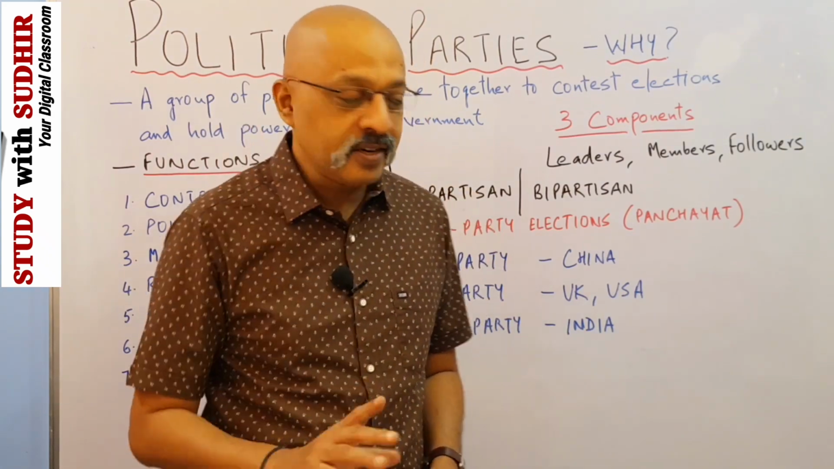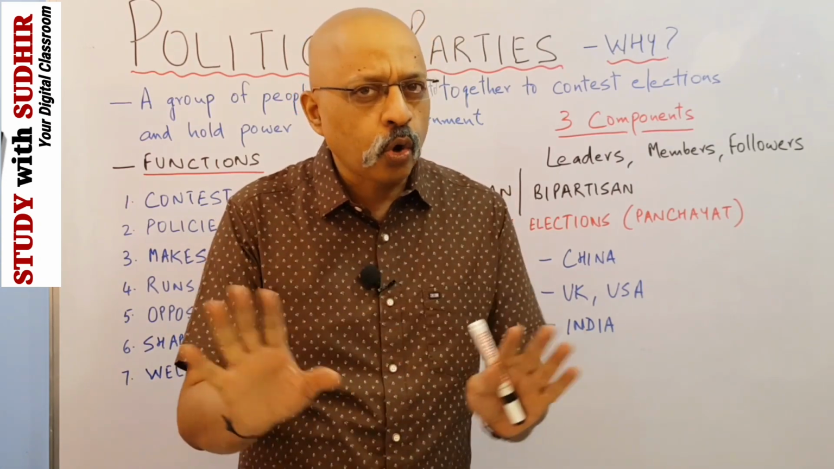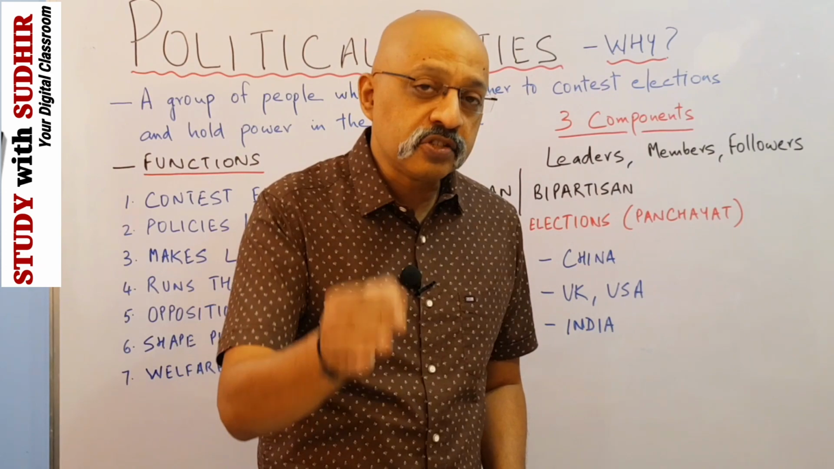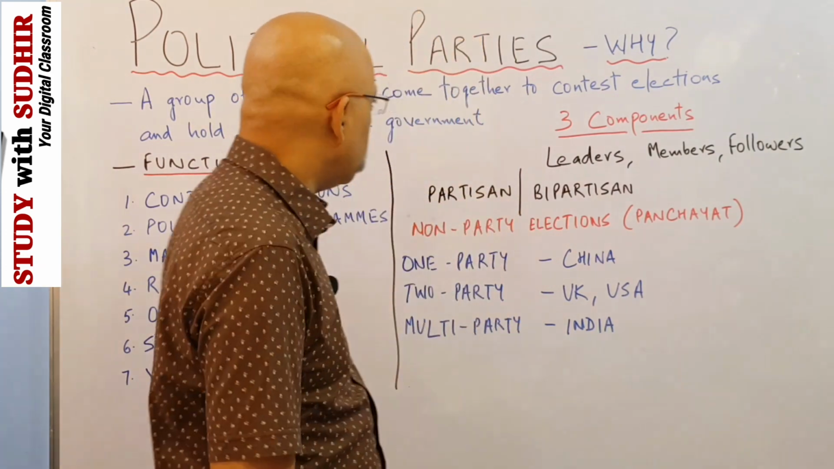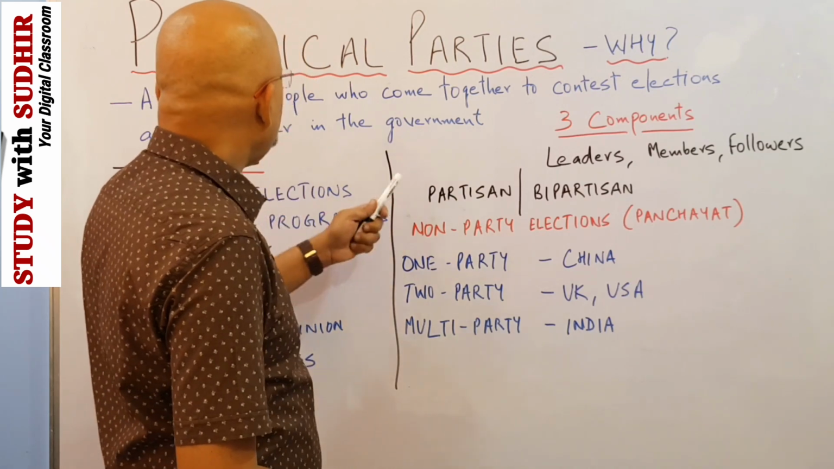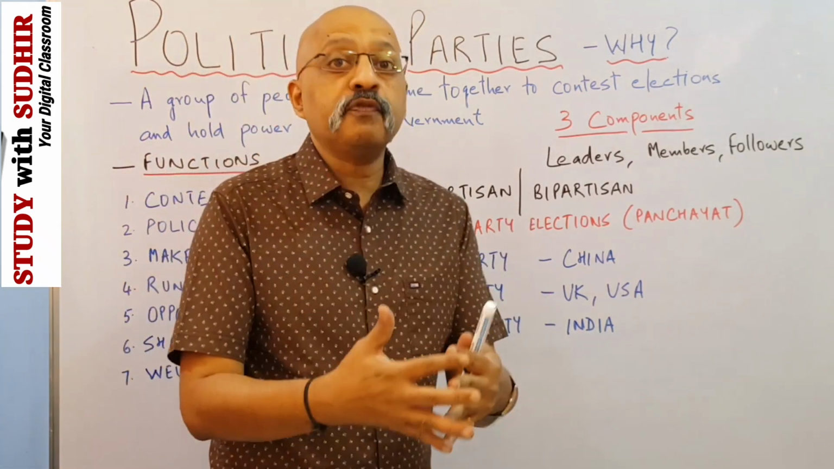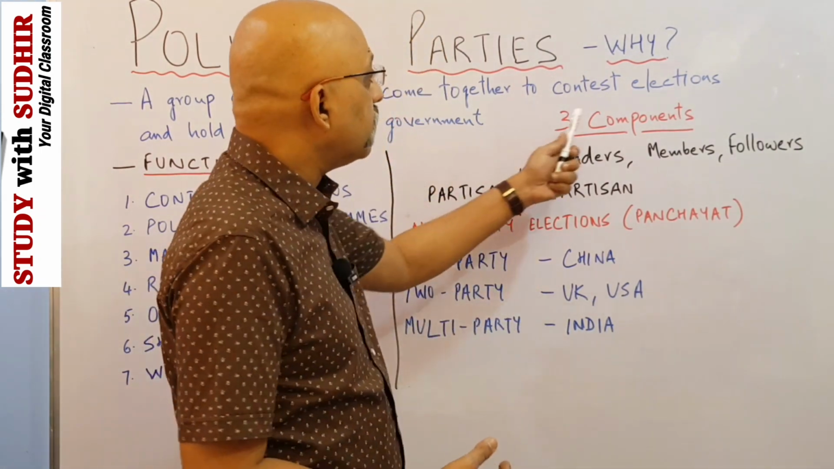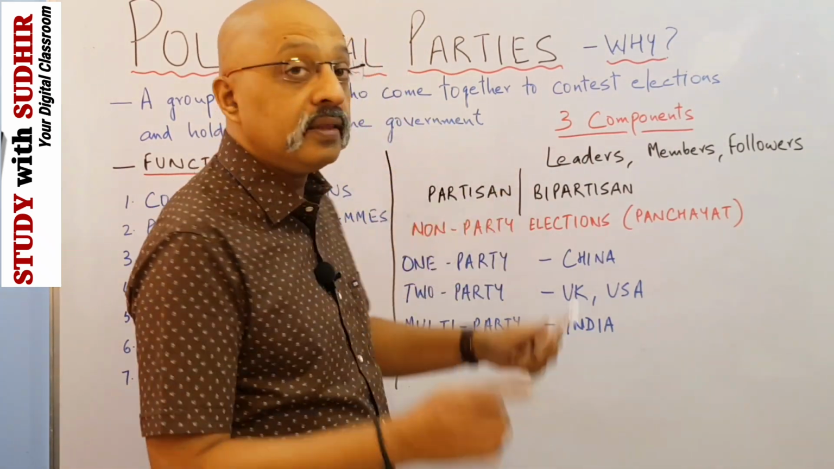So first let's learn the definition, and you don't have to do rote learning. Just understand it. It's very easy. I will teach you history and civics basically as a story, like a storytelling session. So, political parties are essentially a group of different people who decide to come together to contest elections and hold power in the government.